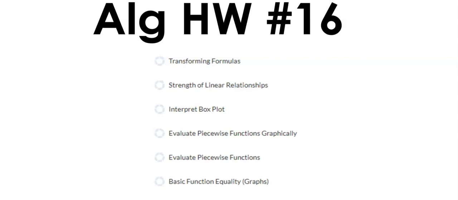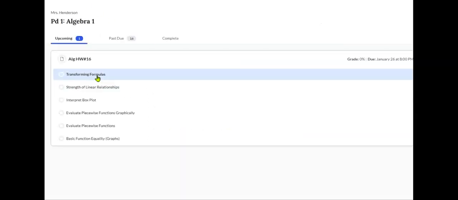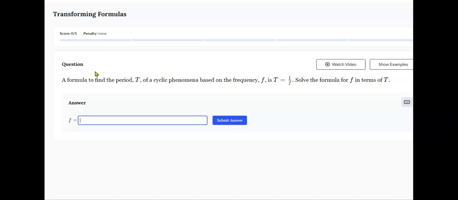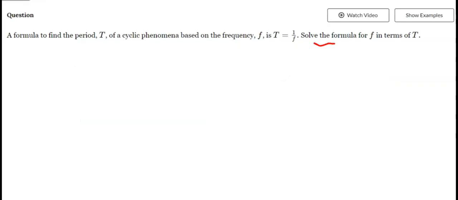Let's take a look at the questions on homework number 16. The first topic is reviewing transforming formulas. In this question, you're asked to solve the formula for the letter F in terms of t. That means we need to get the letter F by itself, and we need to get t on the other side of the equal sign.